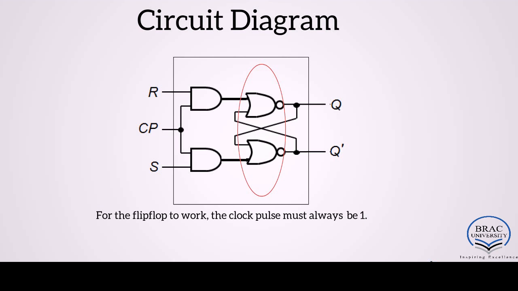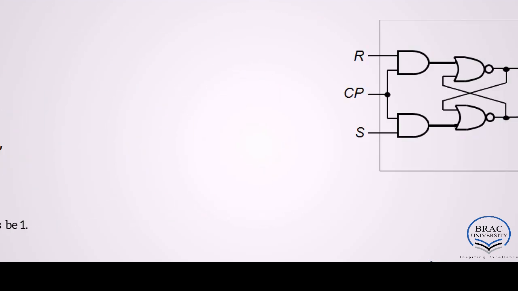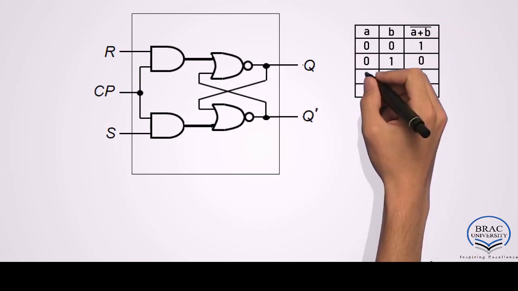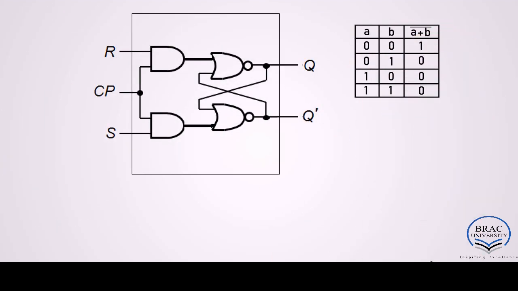These Q and Q primes, which are working as the input of the NOR gates, are the previously stored value inside the flip-flop. So suppose if we saved 1 inside the flip-flop previously, then the value of Q in the NOR gate will be 1 and Q prime will be 0. Again, if 0 is previously saved in the flip-flop, then Q will be 0 and Q prime will be 1. We know that if one of the inputs of the NOR gate is 1, then the result is automatically 0.